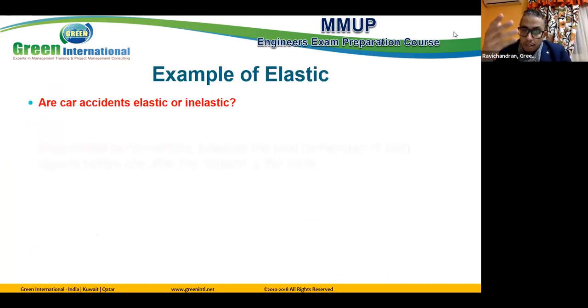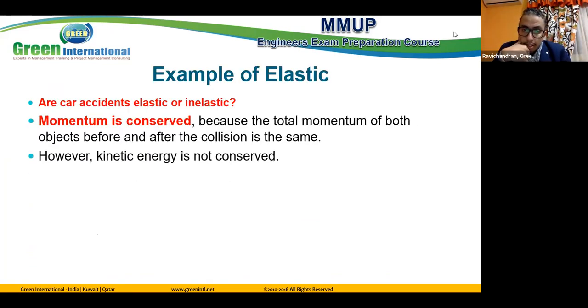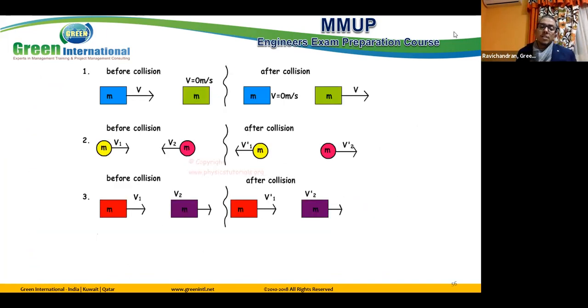I will tell you this example, the car accident, for example. These are some cases of what happens before and after. For example, in the first case, before collision, we have a mass moving with velocity v and another mass that is stationary. What is expected to happen? After collision, the first one is going to stop and the other one will move.